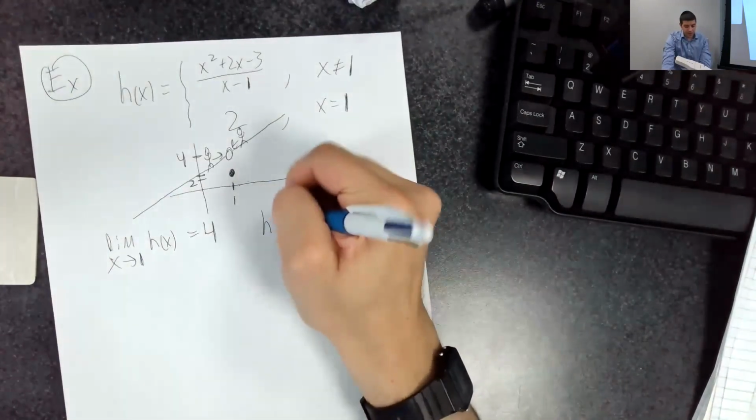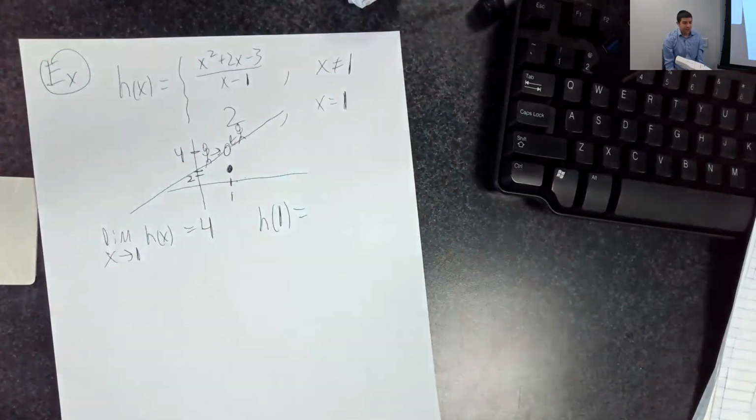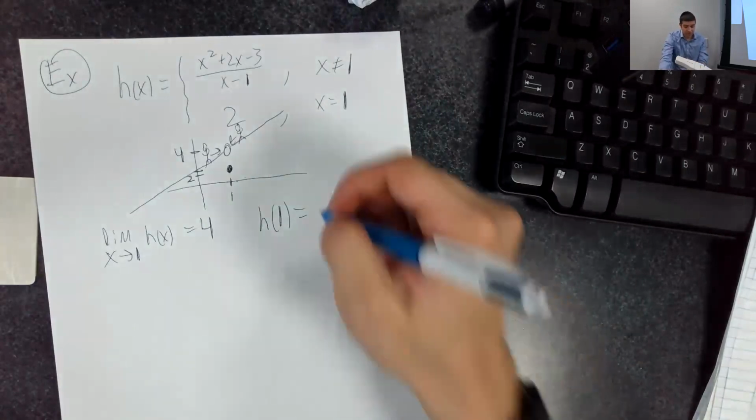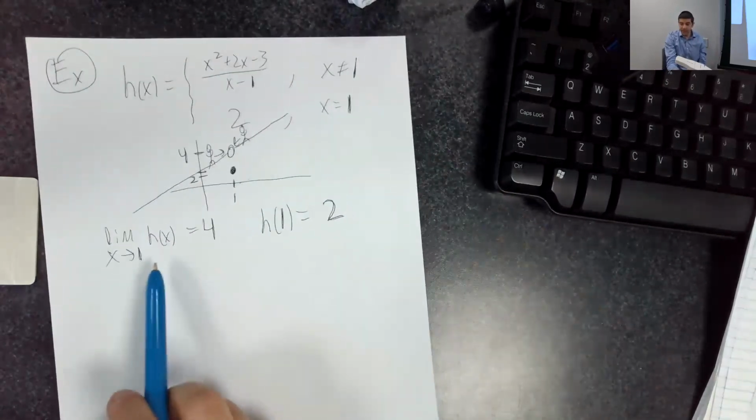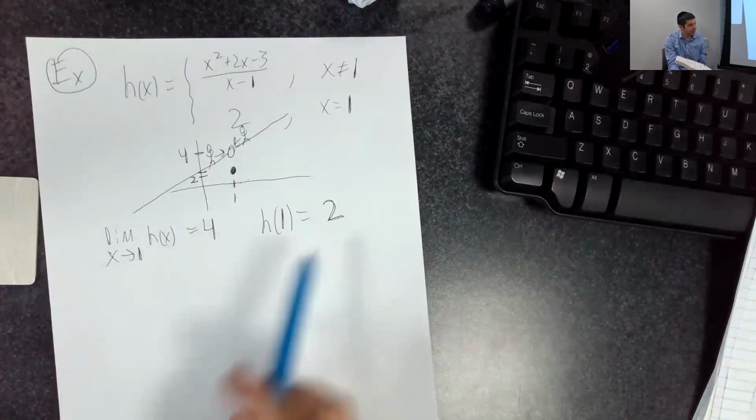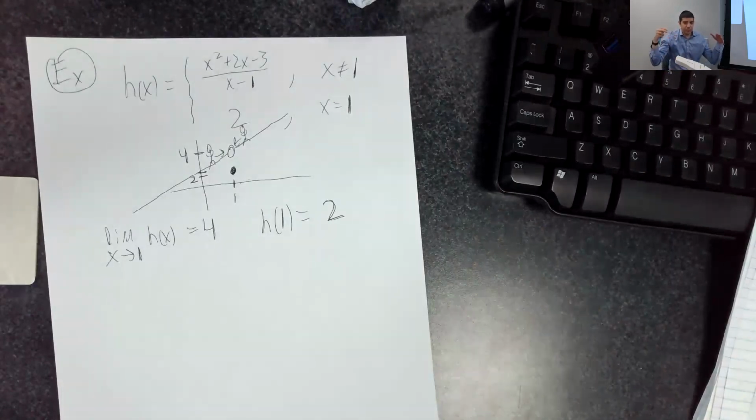But what is h of 1? If I actually plug in 1, in this case, 1 is in the domain. So the output is 2. So the limit does not have to match the function, right? The limit is predicting what the function is doing based on left and right.